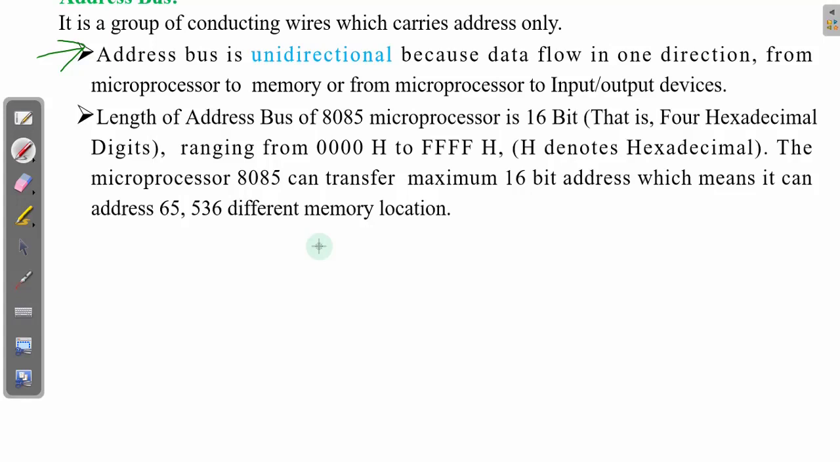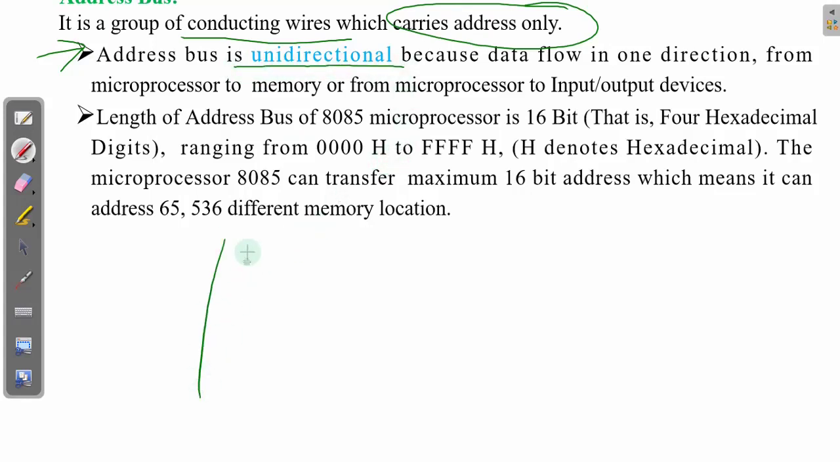If you look carefully, what is an address bus? It is a conducting wire which carries what? Address only, nothing else. It carries address only. Next, it is unidirectional in nature. Unidirectional in nature means only one direction.